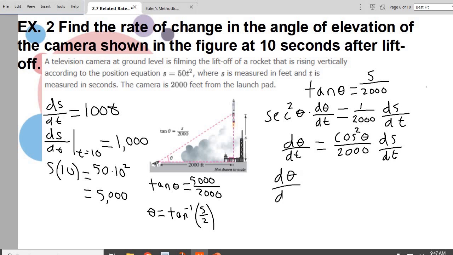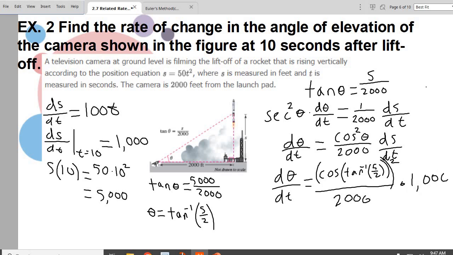So we have d theta dt equals cosine of tangent inverse of 5 halves, and that is being squared. I just wrote it on the outside just so that y'all know that you have to evaluate the cosine stuff first and then square it. Okay? It's not the tangent part squared. Then I'm dividing by 2,000 and multiplying by 1,000. And again, we're plugging all of that into our handy dandy calculator.